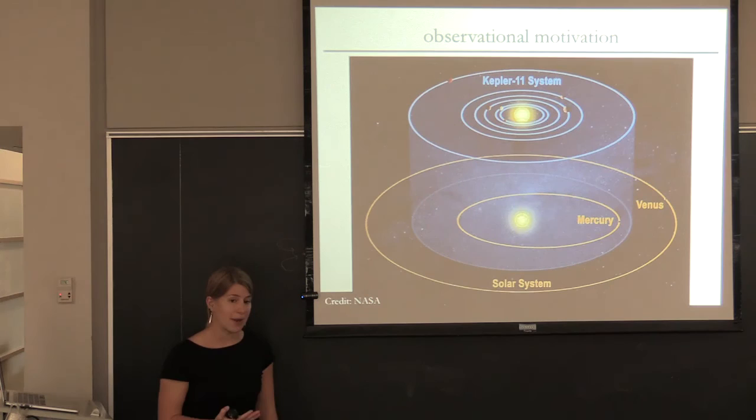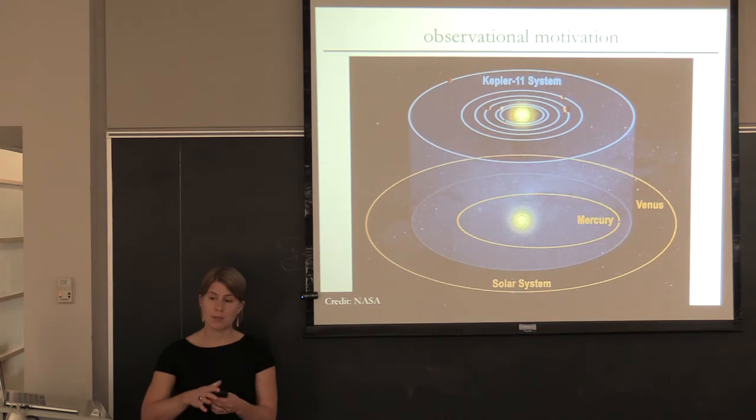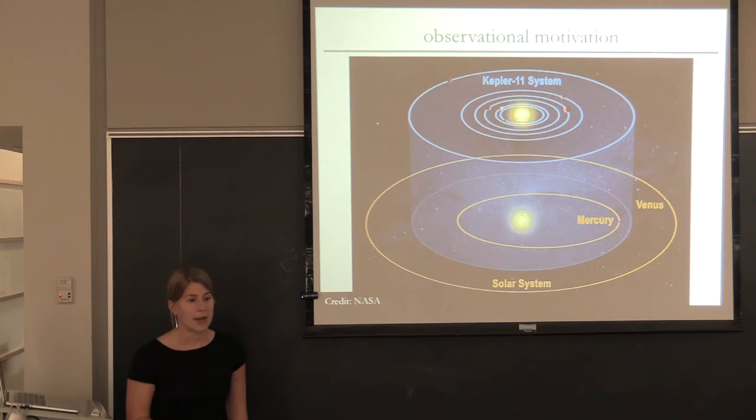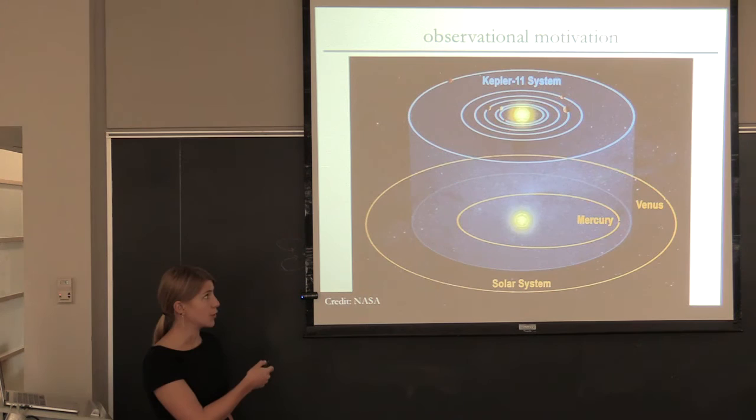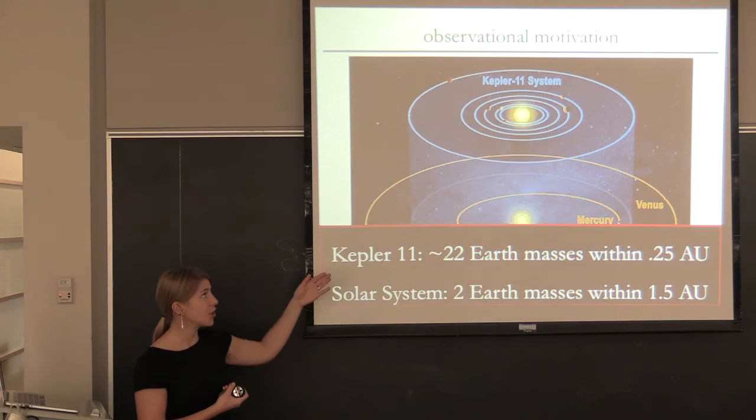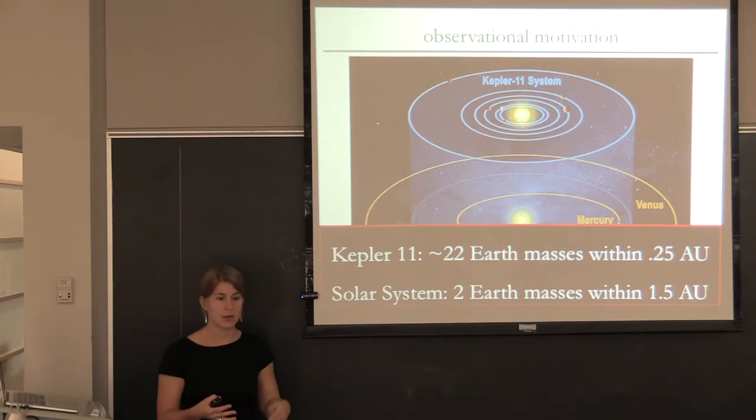The reason why we care about migration of these planets is because we think there's some observational evidence that it's been important for real systems. For example, migration due to tidal effects of the moons around Jupiter is thought to produce some of the observed features that we see for that system. Migration was also invoked to explain the population of hot Jupiters, and we don't think that works for all of them, but it might still explain why some of these hot Jupiters are so close to their host stars. And for these small planets, the interesting question is basically, how did we get so much mass in planets so close to the host star? If you look at a system like Kepler-11, there's 22 Earth masses of material within only a quarter of an AU. And in the solar system, there's only 2 Earth masses of material in planets, which is in a distance 6 times that big.